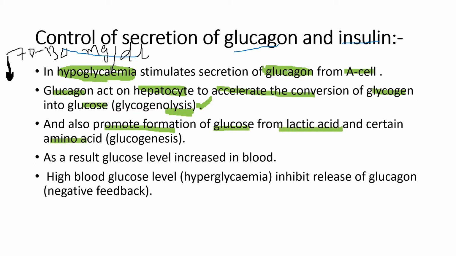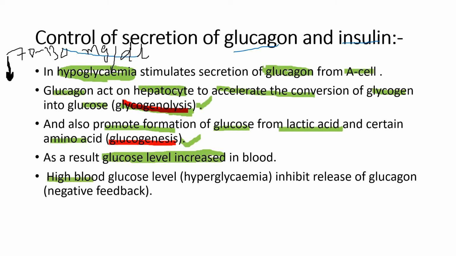The formation of glucose from non-carbohydrate sources is known as gluconeogenesis. Remember these two terms: glycogenolysis and gluconeogenesis. As a result, the level of glucose in the blood increases and comes into the normal range.